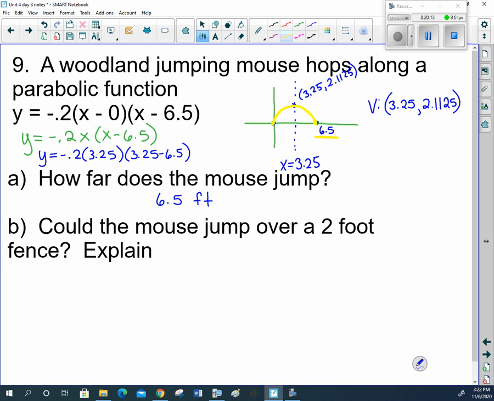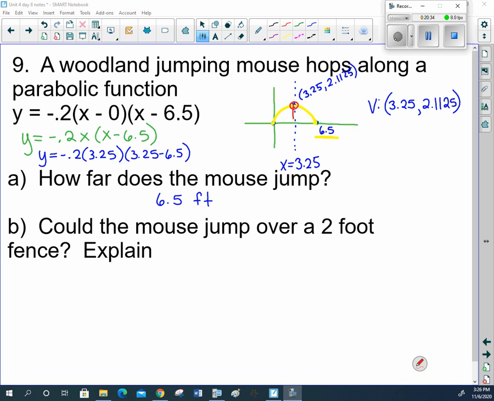Now, could the mouse jump over a 2-foot fence? Explain. Well, we know the highest point that the mouse jumped is right here. That's his highest point. That's the max. That's the vertex. How high was that?